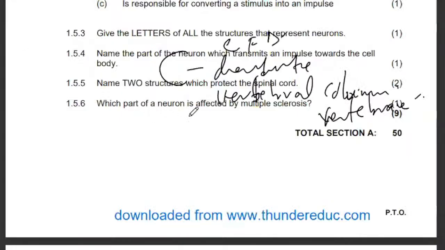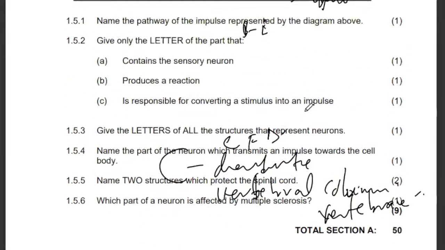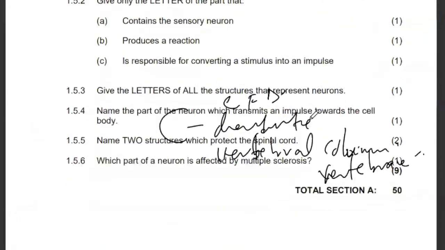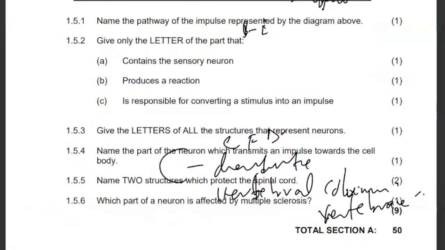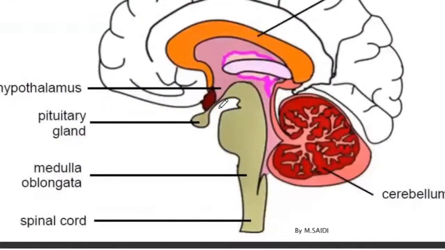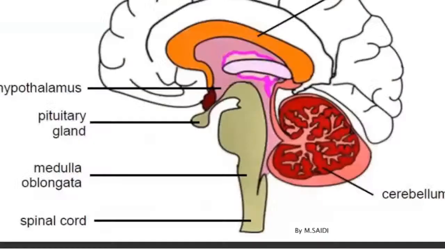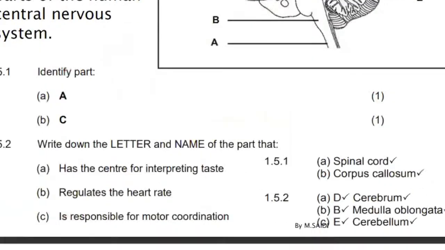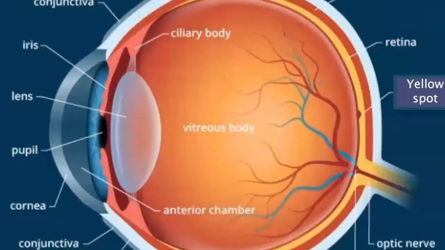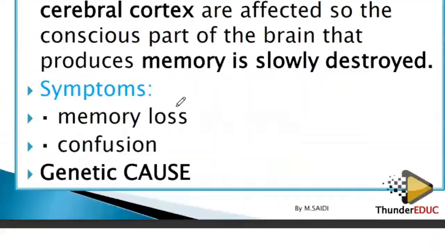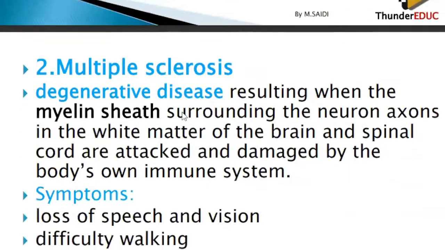Which part of the neuron is affected by multiple sclerosis? Here we know that in multiple sclerosis, there is damaging of the myelin sheath. So that is the answer. It's being indicated there, and even highlighted in bold.